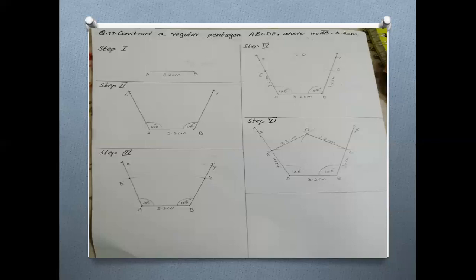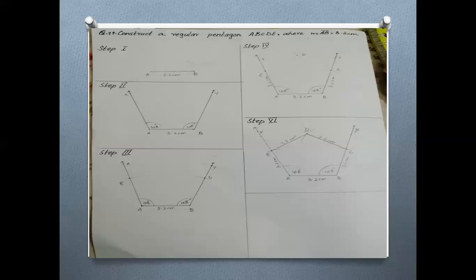Each side is of the measure 3.2 centimeter, and you see angle A and angle B, they both are of 108 degrees. Actually, each angle will be 108 degrees. Also point D, E and C. All the angles will be of 108 degrees. But for the construction of our diagram, we first draw the angles on point A and B, and they both are of 108 degrees. Yes, girls, is it clear to you?